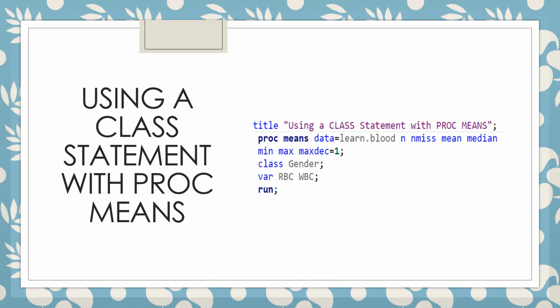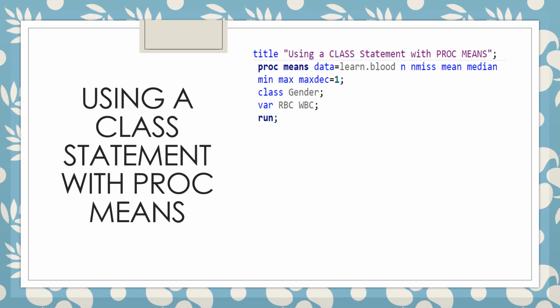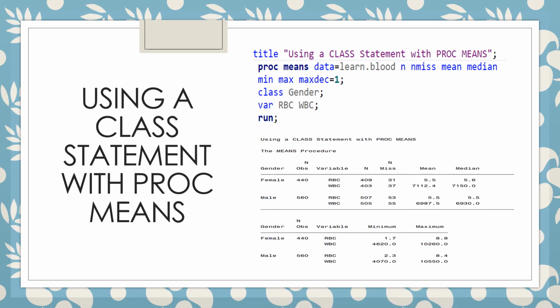PROC MEANS lets us use a class statement in place of the by statement. The class statement performs a similar function to the by statement with some significant differences. If you are using PROC MEANS to print a report and are not creating a summary output dataset, the difference in the printed output between a by and class statement is basically cosmetic. The main difference from a programmer's perspective is that you do not have to sort your data before using a class statement.